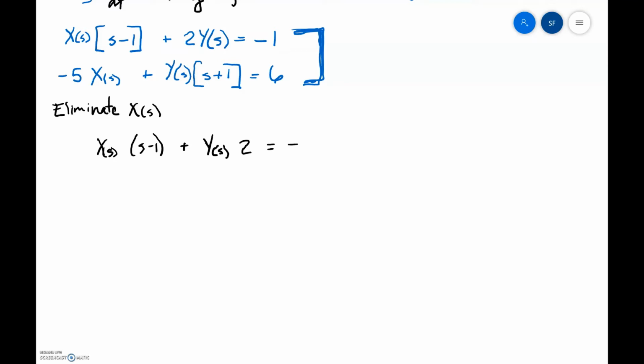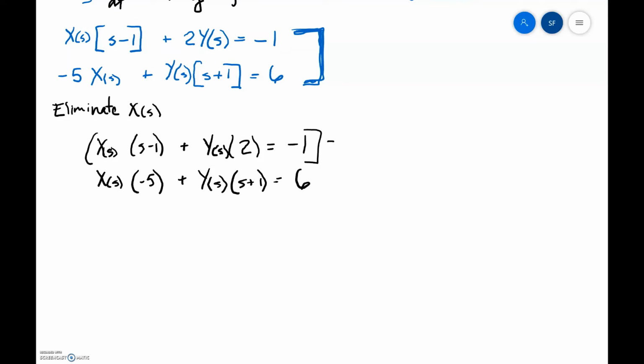Y of s, and then X of s negative 5, and Y of s, s plus 1 equals 6. So in order to eliminate x, this top row will have to get multiplied by 5, and this bottom row will have to get multiplied by s minus 1.